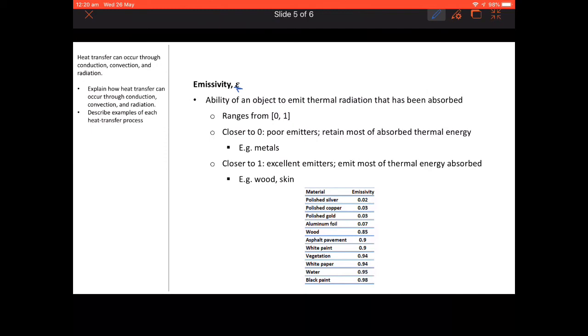Objects or materials with emissivities closer to 1 are excellent emitters. This means that they emit most of the thermal energy they absorb. Examples of these are wood and human skin. They radiate and emit the energy that they absorb and get rid of it.